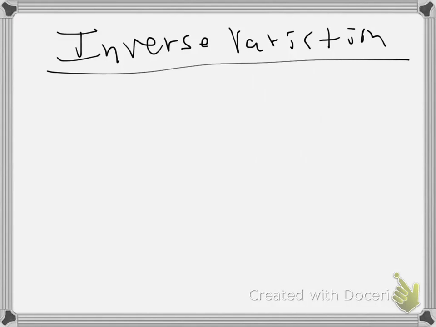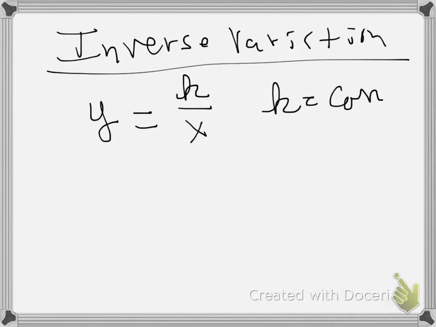Inverse variation is an equation in the form y is equal to k over x, where k is a constant. X and y are ordered pairs, and we have to remember that x can't equal 0 because we don't have a license yet to divide by 0.